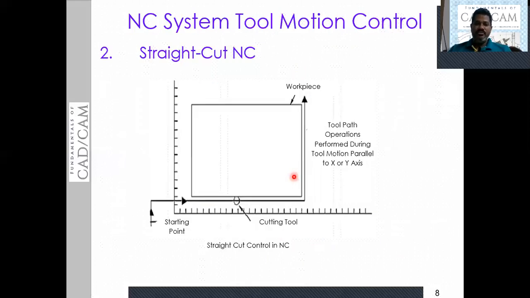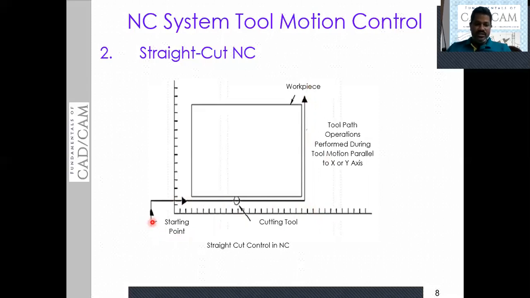Let us discuss this type of tool motion control in the figure. As you can see here, the starting point of the tool is at this location. The objective of the straight cut NC in this case is to machine the horizontal plane as well as the vertical plane. Assume that this is a block workpiece. The sides of this workpiece on the vertical plane need to be machined. Assume that. Now you can observe this is your starting point of the tool.